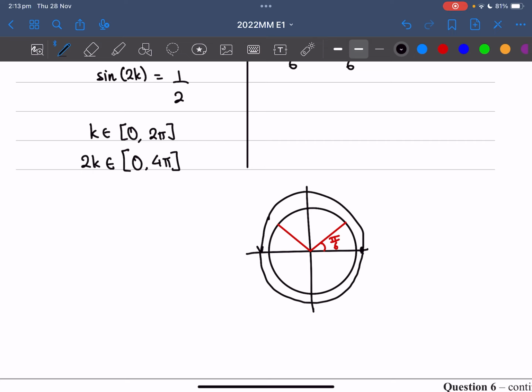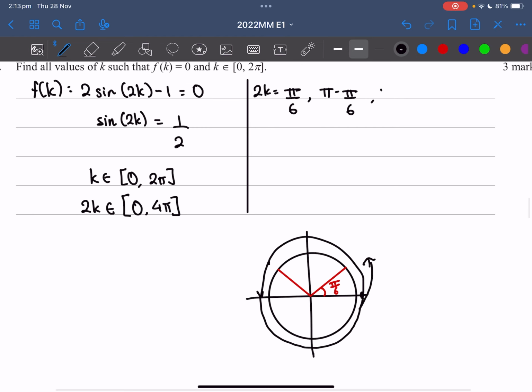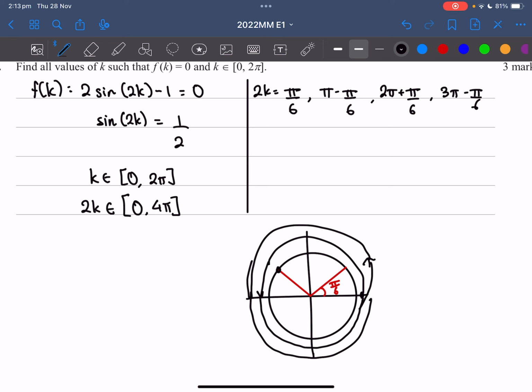So we'll have that. We are back to 2 pi. So there's another solution here. So how do we write that? It will be 2 pi plus pi on 6, right? And then keep going. We are at 3 pi, but there is a solution here. So there will be 3 pi take away pi on 6. So keep going, and we are at 4 pi. That's it. No more solutions.